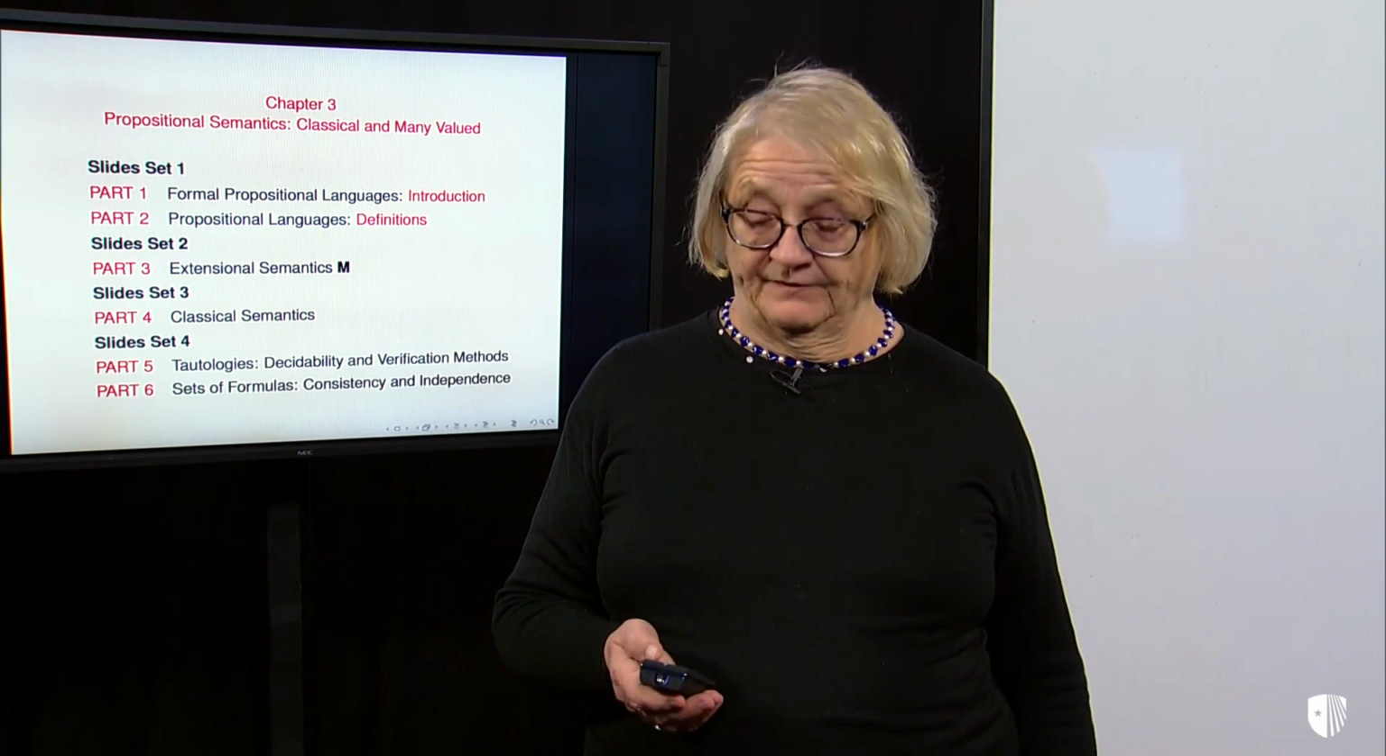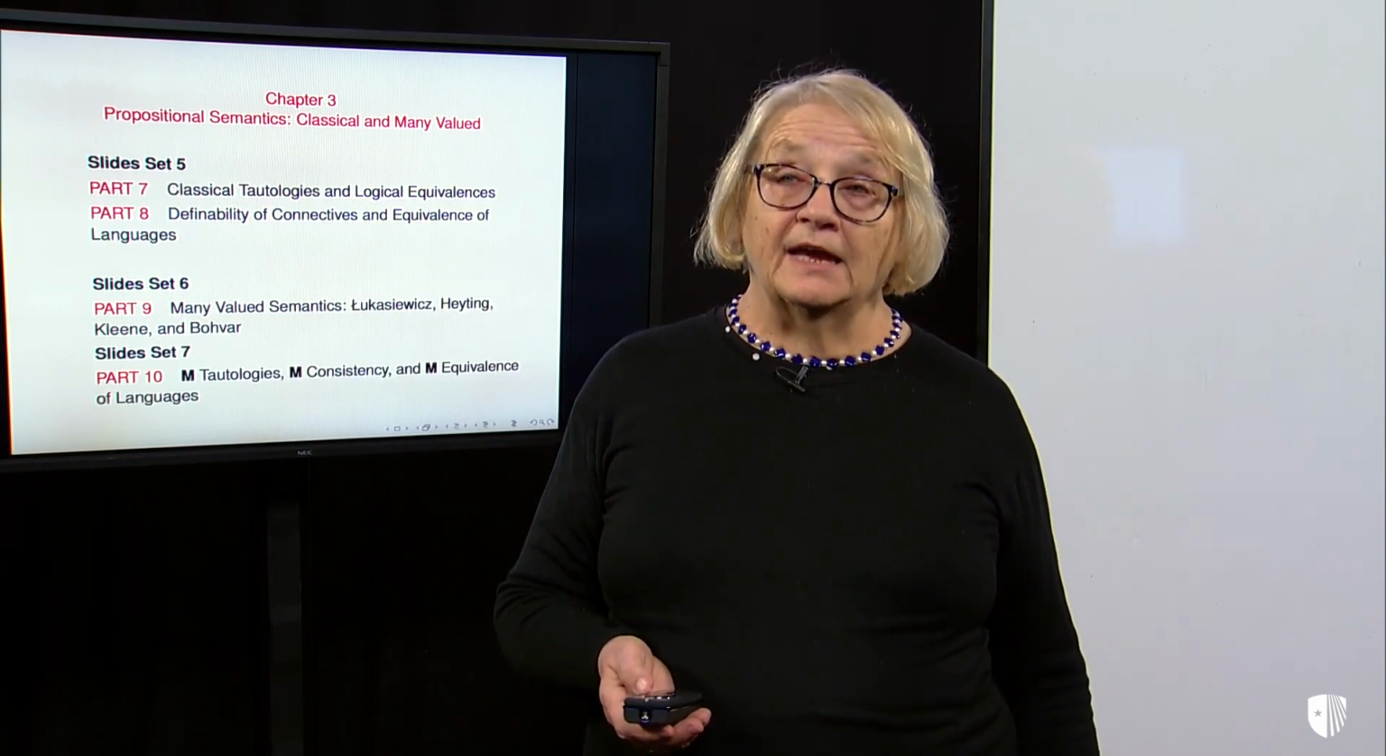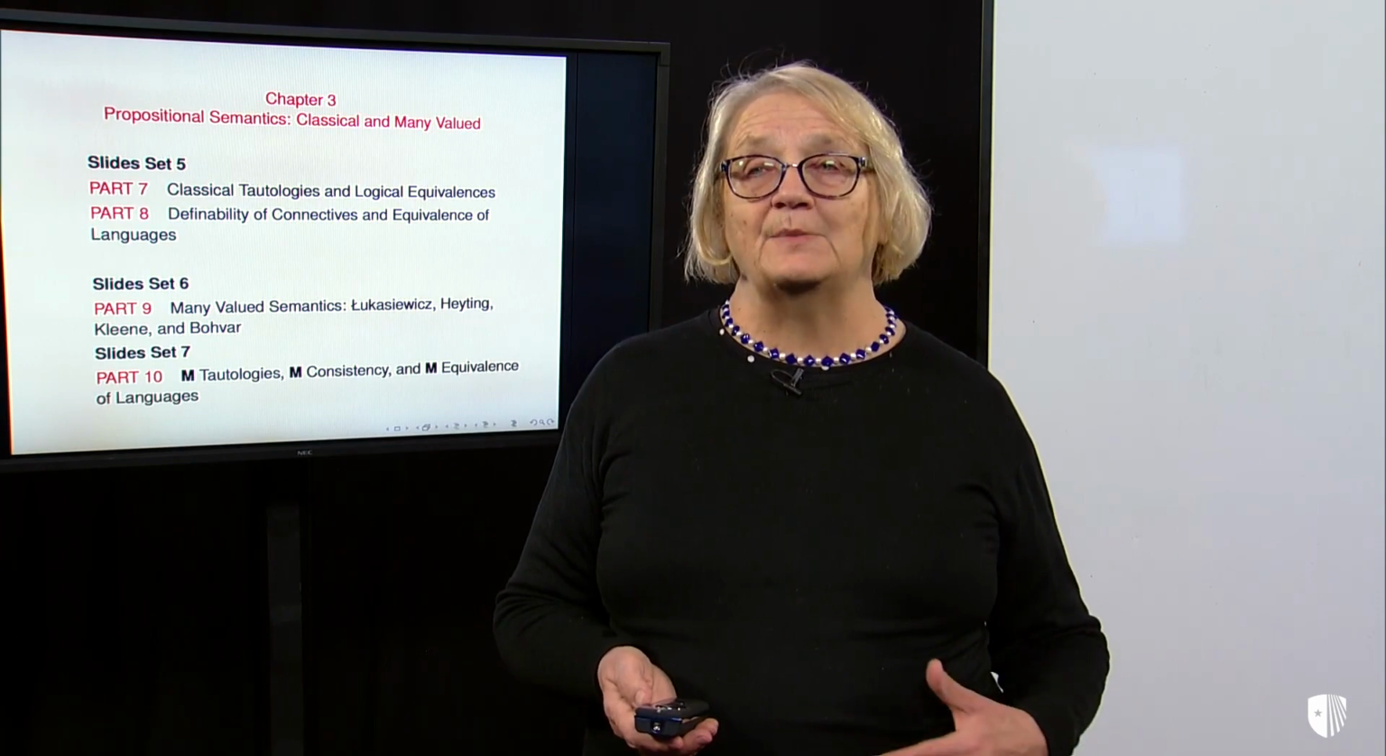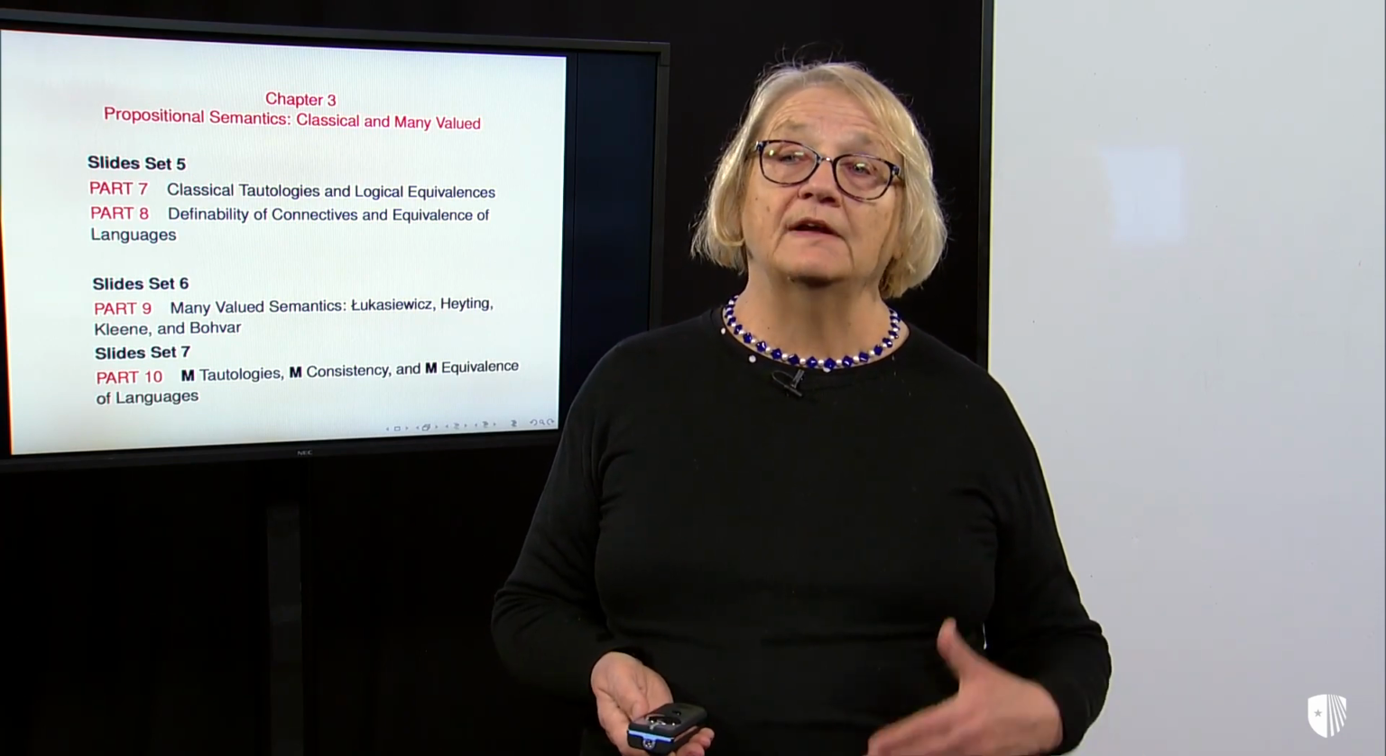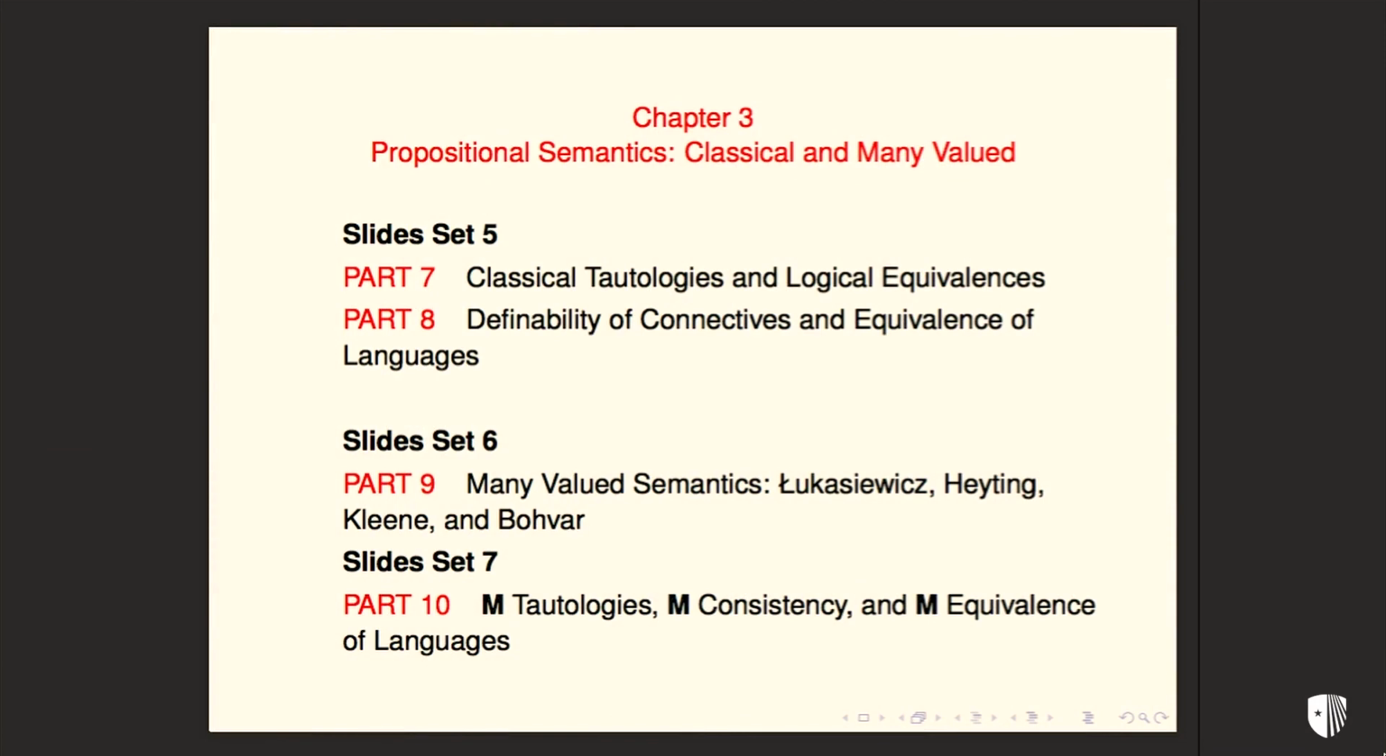But so this is part 5 and 6, and then again, this is still classical semantics, classical tautologies, logical equivalences, definability of connectives. These are like the minimum you have to know about the structure of classical propositional logic. And then we go into, as an example of extensional non-classical semantics, part 9. We will do many-valued semantics, Łukasiewicz, Kleene, as other examples.